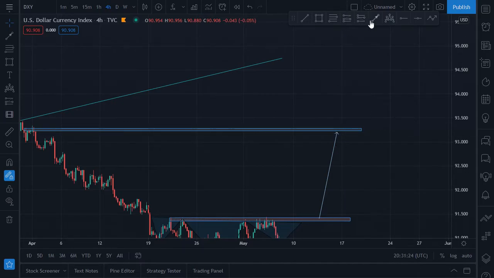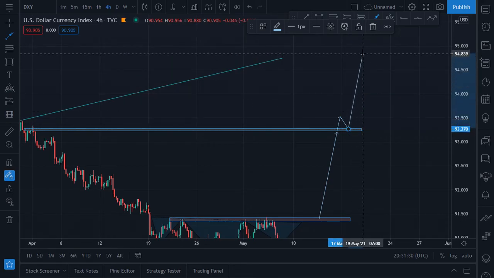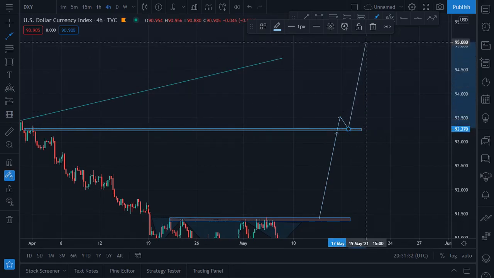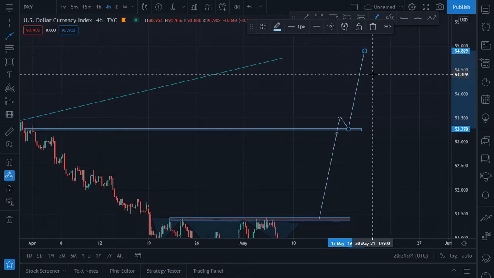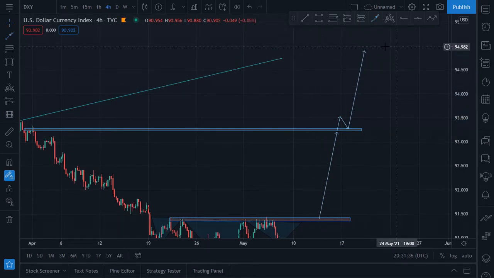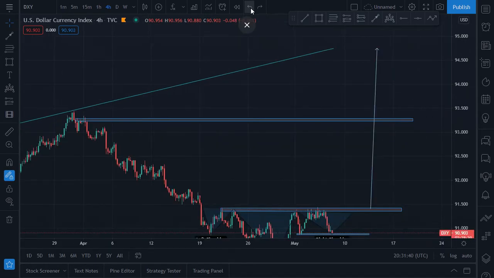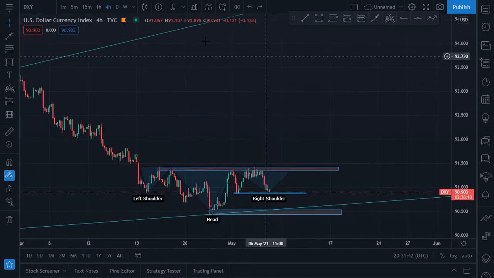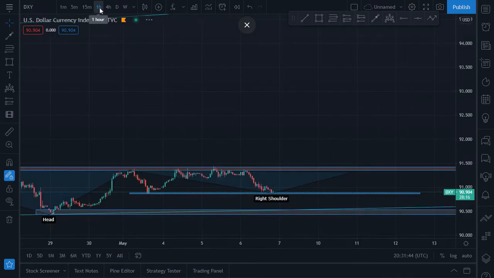and it could break out of this high, retest, bounce on the uptrending resistance, creating a new high, and then from there the market could just continue going down. Okay, so now we can move to the 4 hour, to the 1 hour time frame.